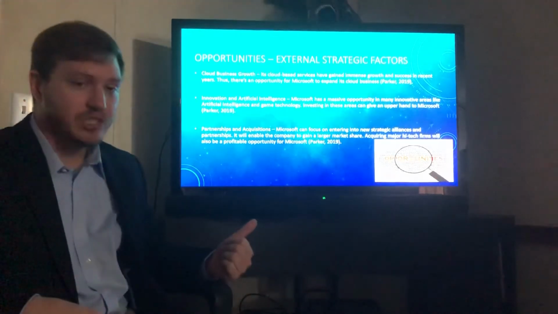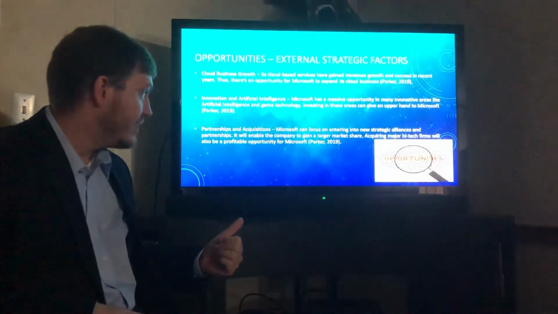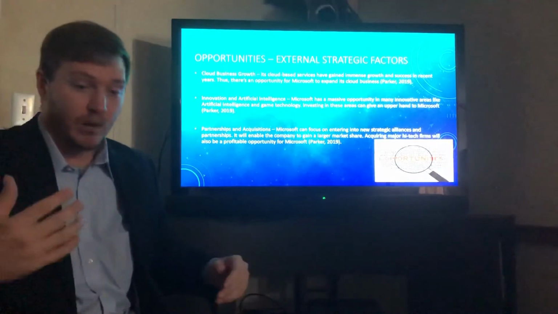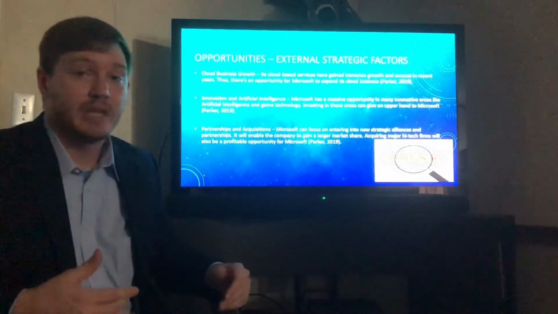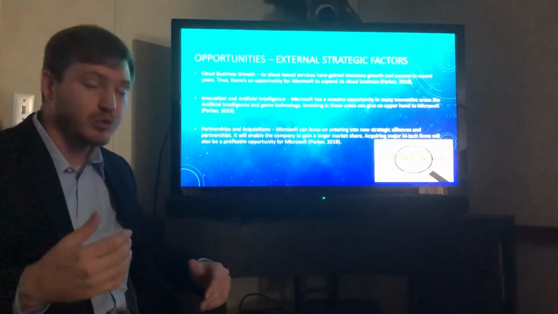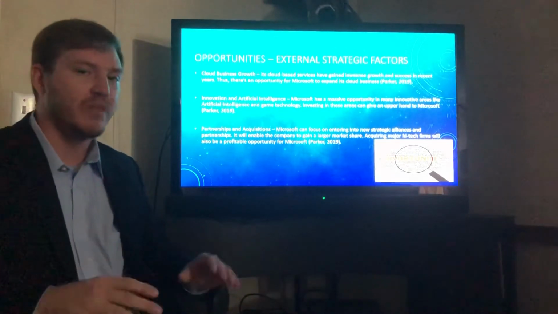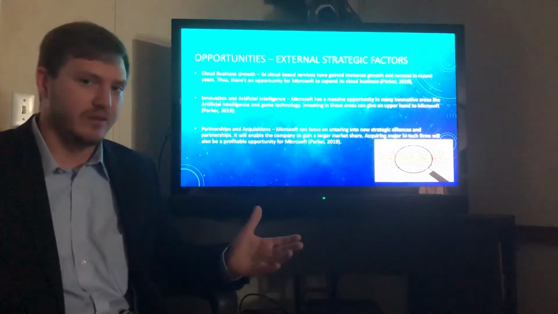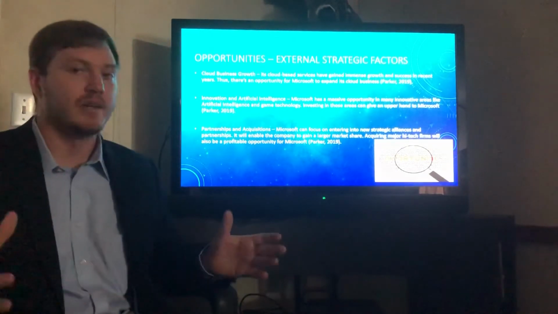For partnerships and acquisitions, there are many different things that they can do. For example, one of the recent things they've done, in 2011, they purchased Skype. Skype, we'll speak more on later, but that's just part of one thing they can delve into many different areas of the market to really broaden where they can target.